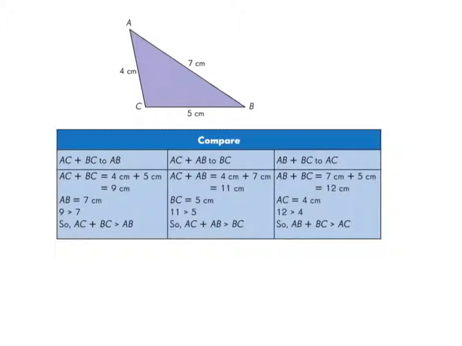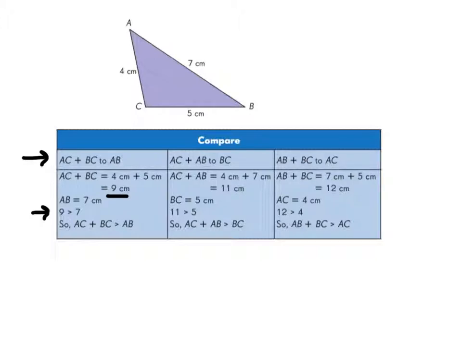Side AC plus side BC is 4 plus 5. That equals 9 centimeters. That is greater than the length of side AB, which is 7 centimeters. 9 is greater than 7. Remember, this is called an inequality statement. 9 is greater than 7. So, AC plus BC is greater than AB. So far, our rule is true. The sum of two sides is greater than the length of the other side.